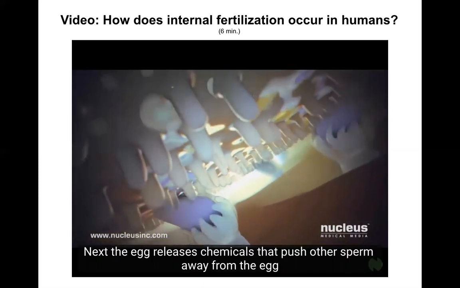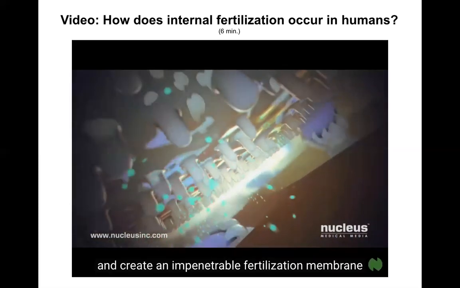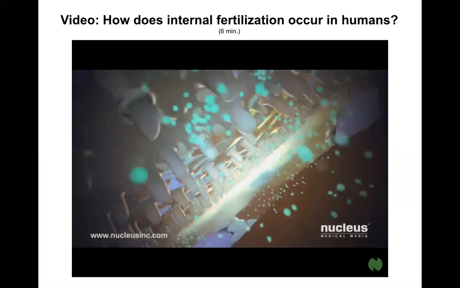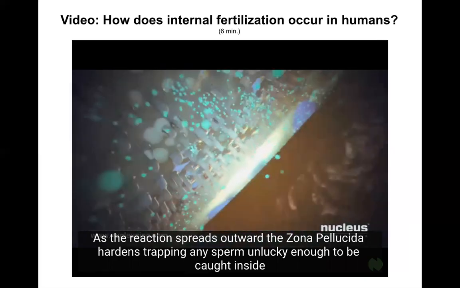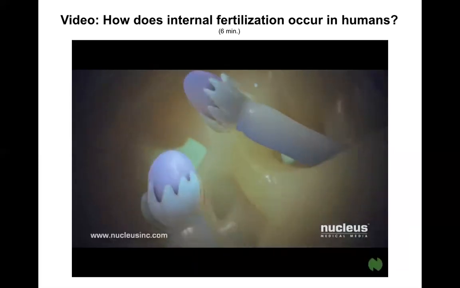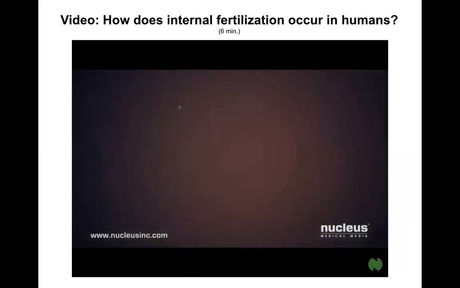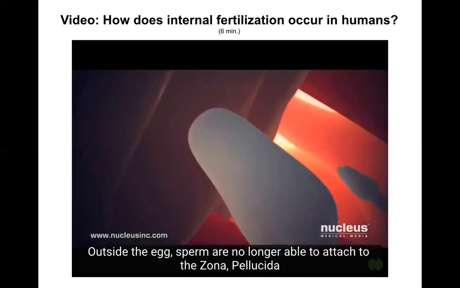Next, the egg releases chemicals that push other sperm away from the egg and create an impenetrable fertilization membrane. As the reaction spreads outward, the zona pellucida hardens, trapping any sperm unlucky enough to be caught inside. Outside the egg, sperm are no longer able to attach to the zona pellucida.